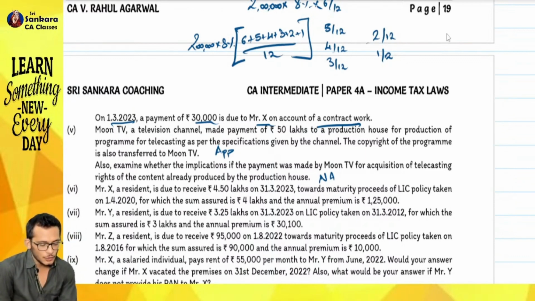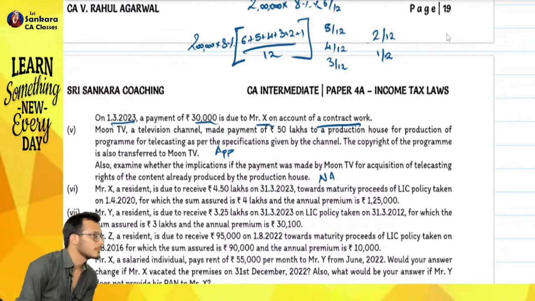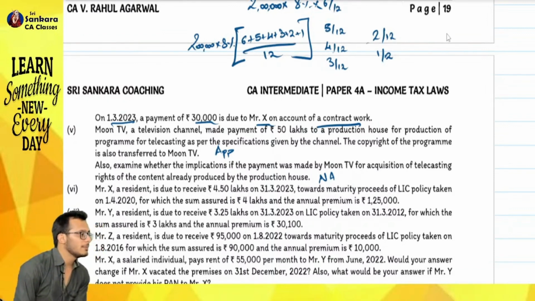Next one. Mr. X is due to receive 4.5 lakhs on 31st March 2023 towards maturity of life insurance policy, which was taken on 1/4/2020 for the sum assured of 4 lakh rupees. Premium paid is 1,25,000. When did you take the policy? 2020. Premium you can maximum pay is 10%. Sum assured is 4 lakhs into 10% will give you. You paid premium of... taxable or exempt? Taxable. Did you receive more than 1 lakh rupees in the current year? Yes, you receive 4.5 lakh rupees, which means TDS will apply at the rate of 5% on income. 5% on income. What is the number?